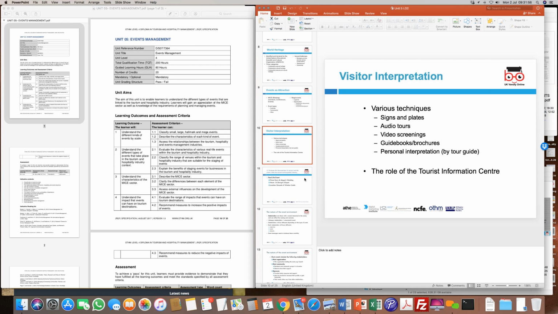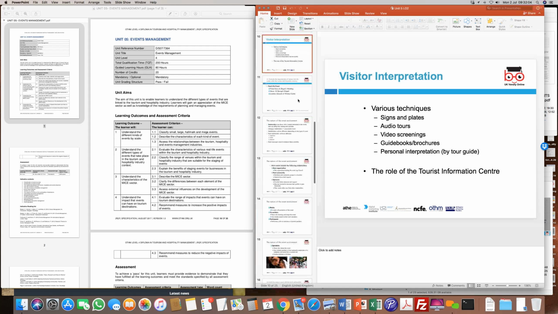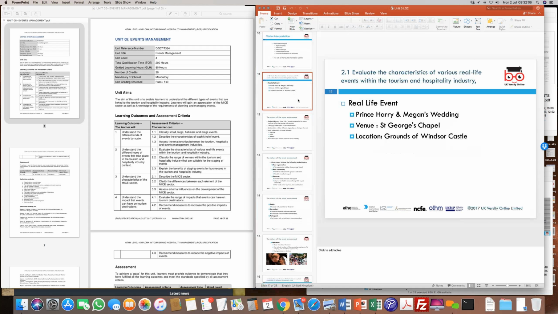So this gives you a generic overview; we've covered some of the key aspects of Learning Outcome 2. And in the subsequent slides, I've put together some of the key details which go into the tasks. Task 2.1 talks about evaluating the characteristics of various real life events within the THM sector. So here, when we talk about real life events, we're talking about events like the royal wedding, which happened a couple of weeks back.